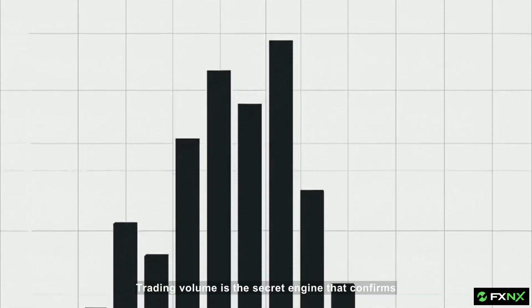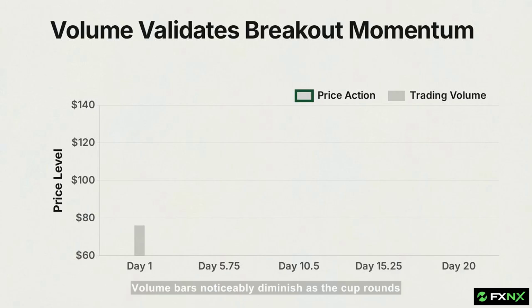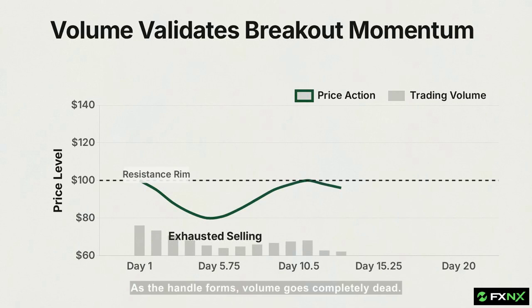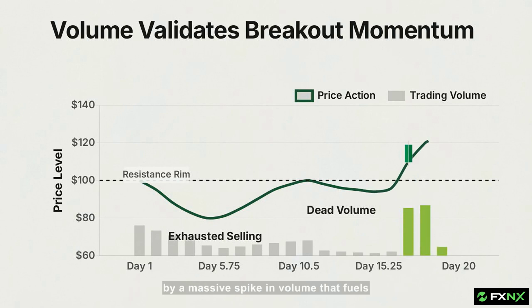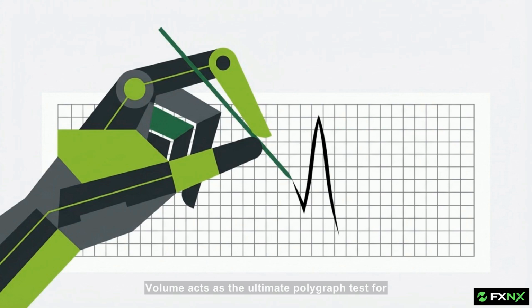Trading volume is the secret engine that confirms if the visual pattern is authentic. Volume bars noticeably diminish as the cup rounds out, proving selling pressure is exhausted. As the handle forms, volume goes completely dead. The true signal happens on the breakout, accompanied by a massive spike in volume that fuels the upward momentum. A flawless geometric shape without that volume surge is a guaranteed trap. Volume acts as the ultimate polygraph test for the market's true intentions.